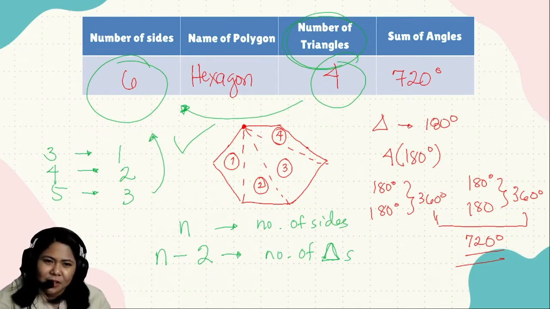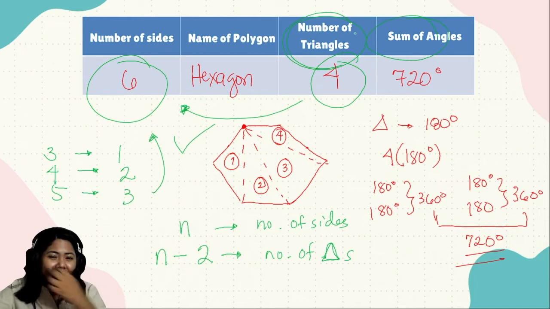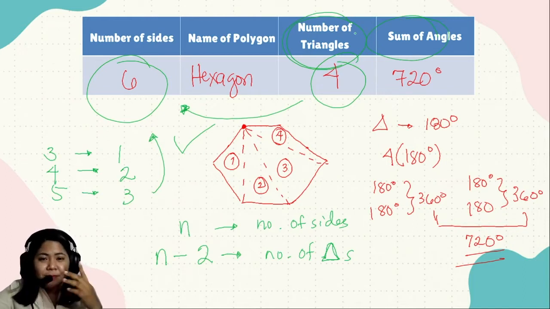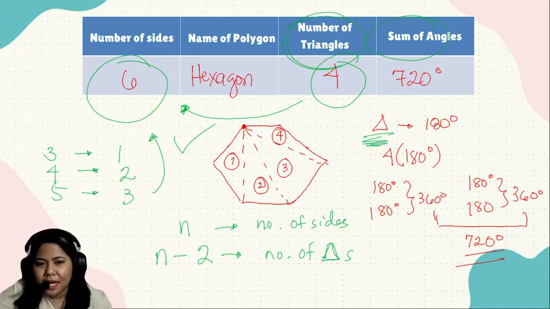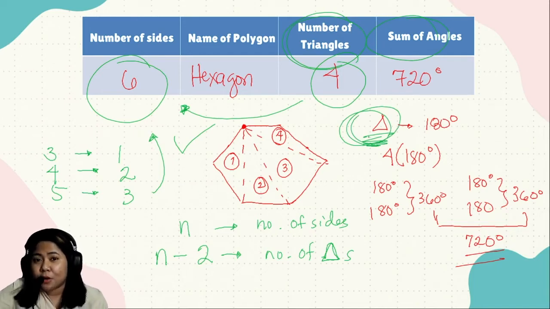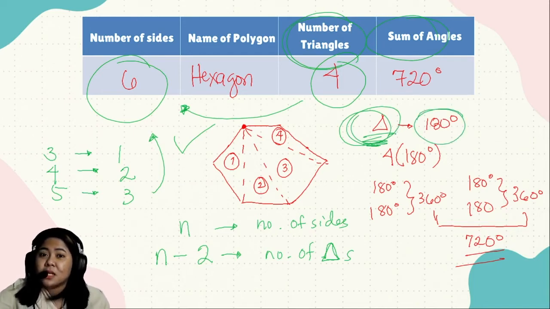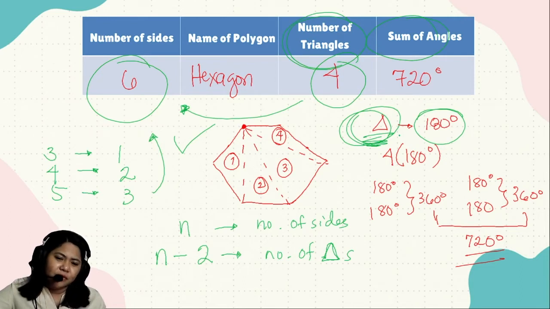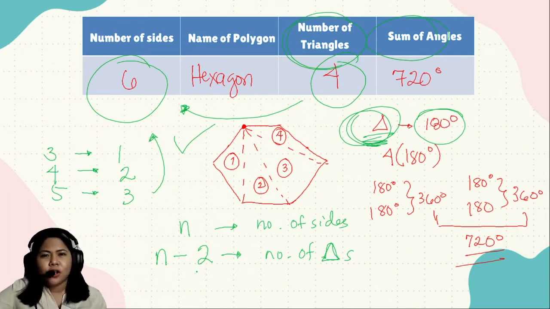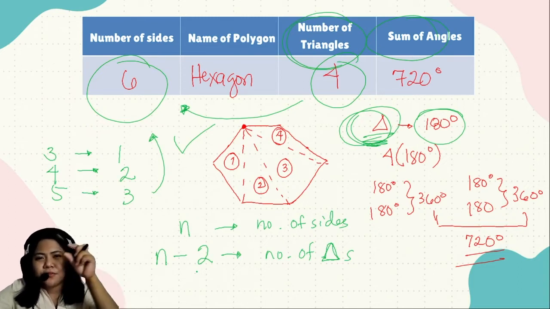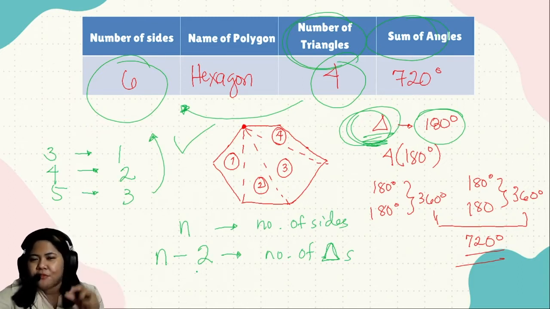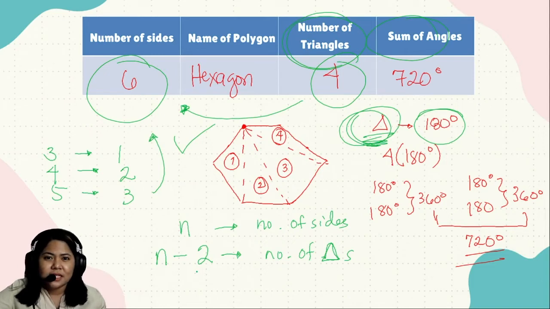Last. Ano napansin niyo sa sum of the interior angles? Ano lang laging ginagawa? Ina-identify mo lang lagi kung ilang triangles meron. Tapos, imumultiply mo saan? Sa 180 degrees. So, technically, grade 7 students, if we are looking for the sum of the interior angles, all you have to do is to multiply the number of triangles that you can form from that polygon to 180 degrees.